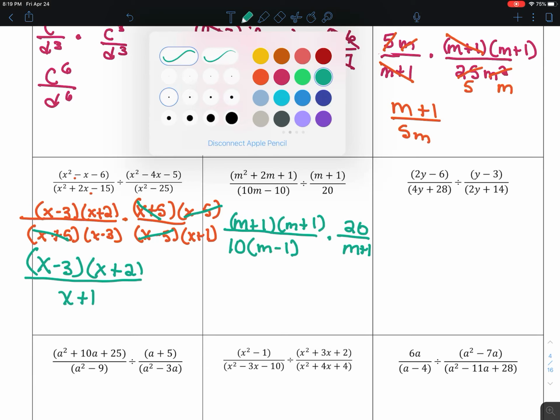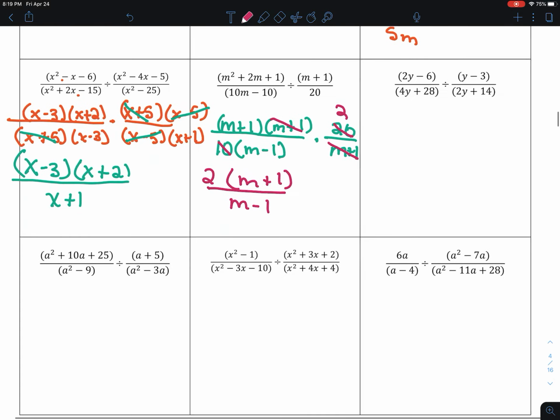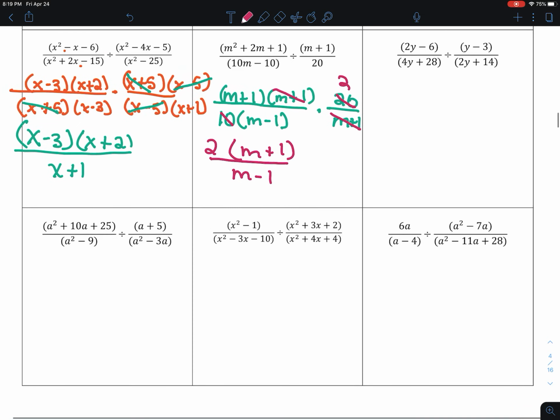And what can I factor out? And m plus 1. And 10 and 20 becomes 2. So I'm left with 2 times m plus 1 over m minus 1. Okay, kind of get the picture there? Let me do one more. Let me do this guy in the middle here.